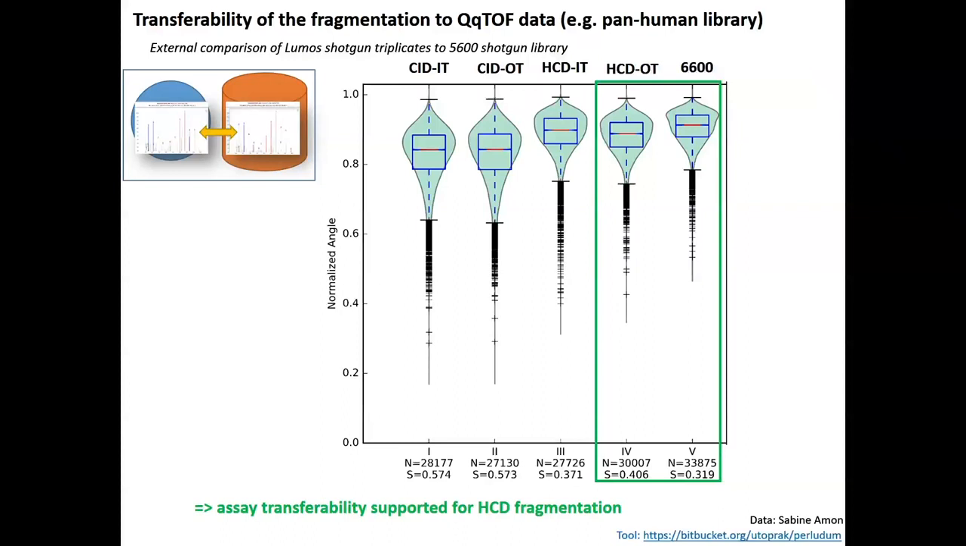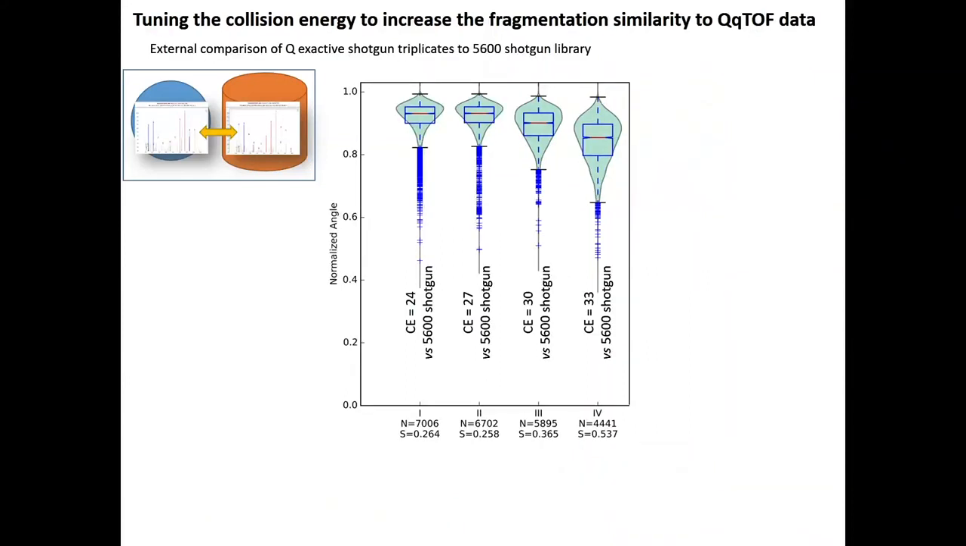But even you see from the 2 generations of the SCIEX instrument, the fragmentation has changed significantly, so the library is not actually completely portable from one generation to the next generation of instruments. So in general here, I would say the HCD Orbitrap measurements are supported. It supports basically the Pan-Human library that George published in his paper.